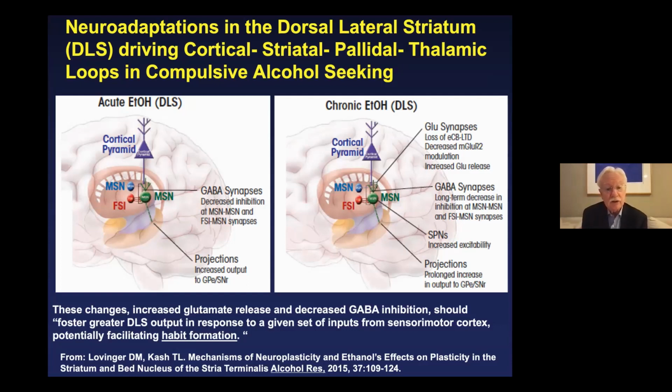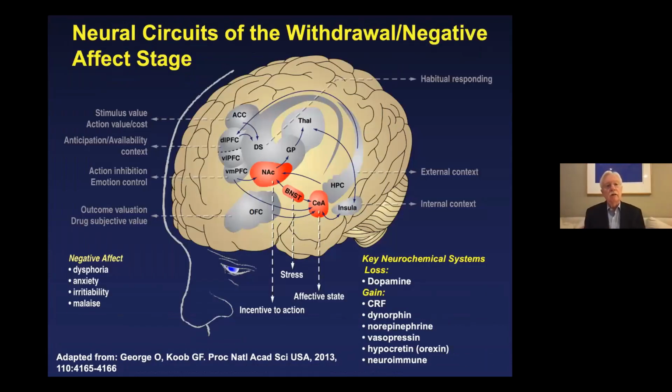And these changes, increased glutamate release and decreased GABA inhibition, are argued to, quote, "foster greater dorsolateral striatal output in response to a given set of inputs from sensory motor cortex, potentially facilitating habit formation." And there's a lot of data in animal studies that support this hypothesis in the alcohol field. So now let's move to what I call the dark side.